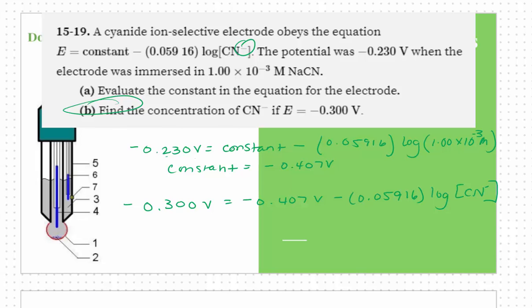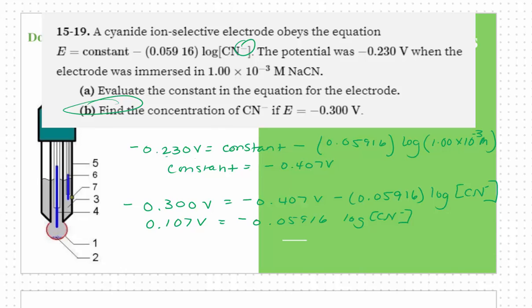For those of you who may need the refresher, I'm going to add 0.407 to both sides. That gives me a positive 0.107 volts here. Then I have a negative 0.05916 times the log of my cyanide concentration. And remember, that's our goal. That's what we're aiming for.